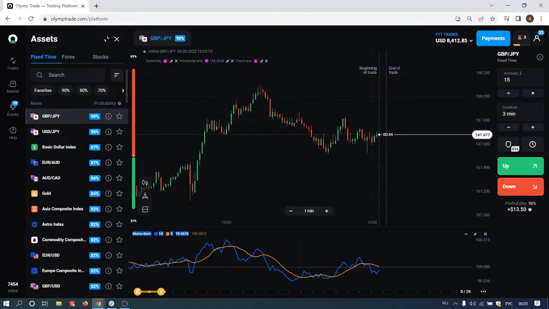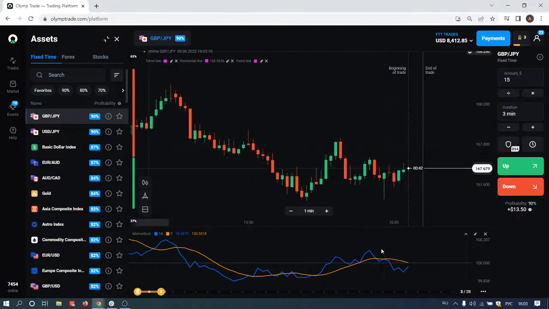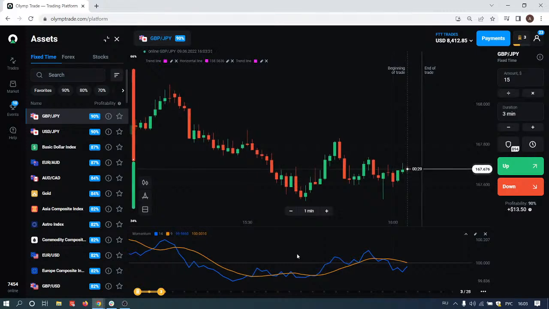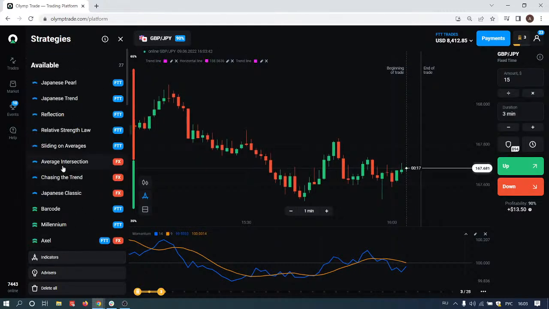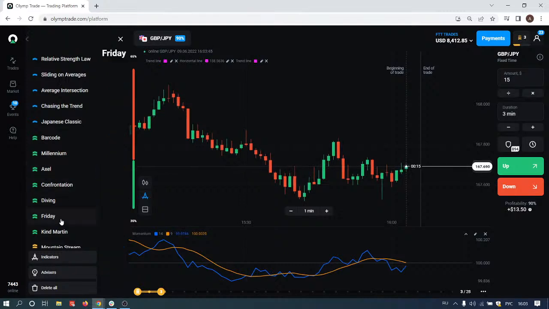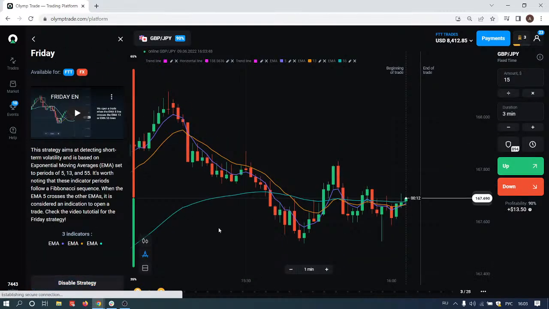Like in this momentum indicator, we have a very exact moment when we enter a trade, when we open up a new trade, basically when the blue line crosses the orange line. Now, when is the signal according to our Friday strategy? Well, first of all, let's go to our technical analysis tab. Then I need to scroll down to trading strategies, select it, and find it. All right, here it is. So I press enable strategy, and voila.